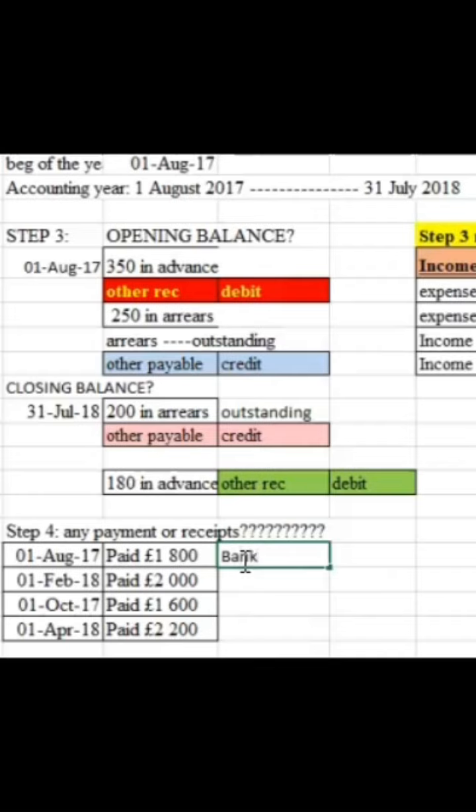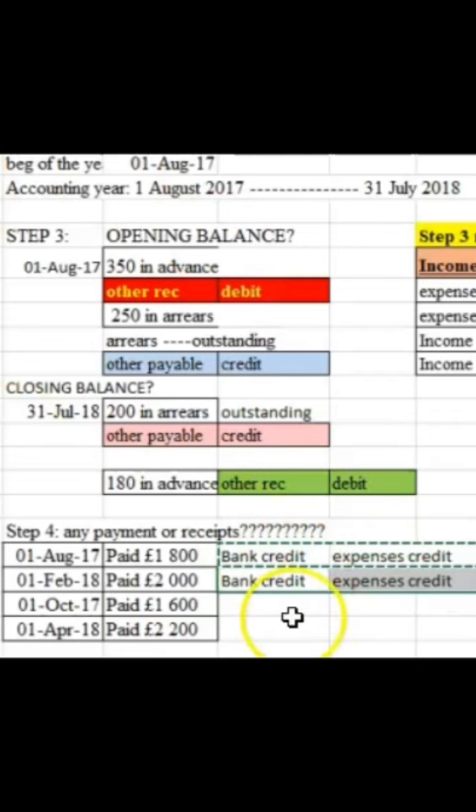The double entry is bank credit and expenses debit. The logic is that bank goes down if there is a payment, so bank as an asset goes down, so it is credit. The rent and rates account is debited by 1,800, 2,000, 1,600, and 2,200.